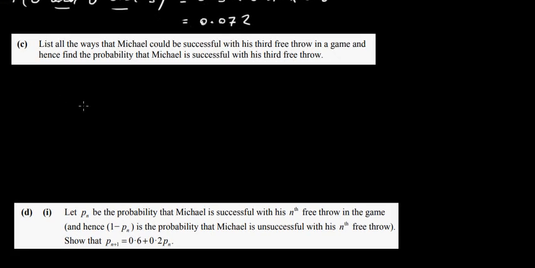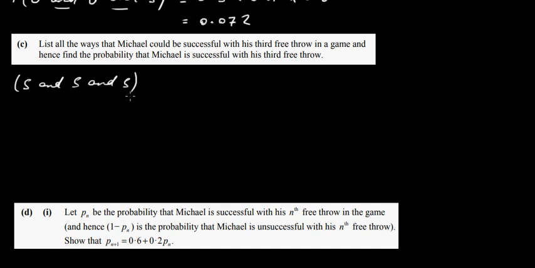Okay, so let's look at part C here. We need to list all the ways that Michael could be successful with his third free throw in a game, and hence then find the probability that Michael is successful with his third free throw. Okay, so what way can this happen? Well, he can be successful and successful and successful.